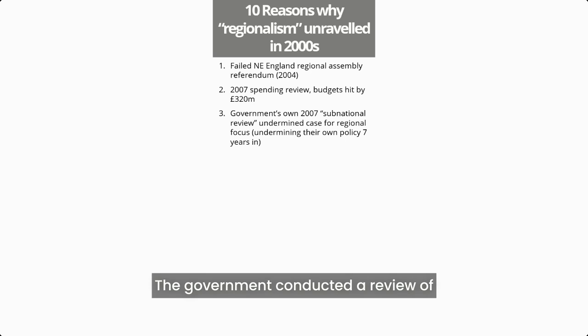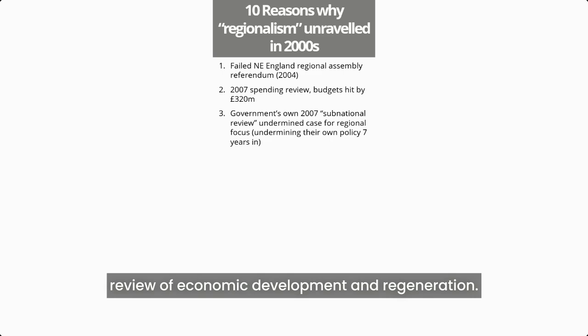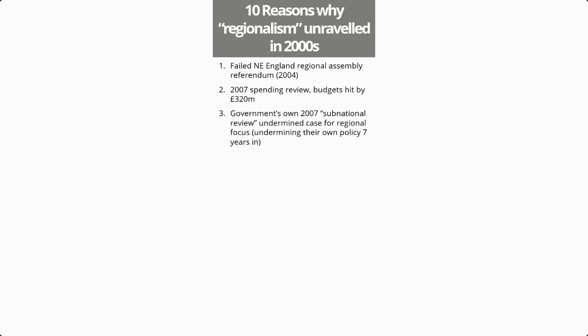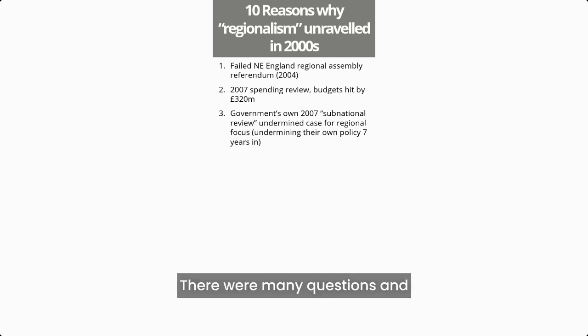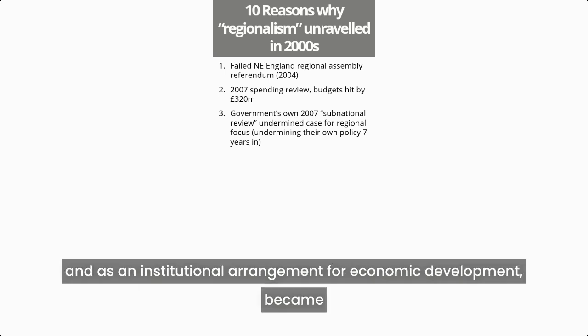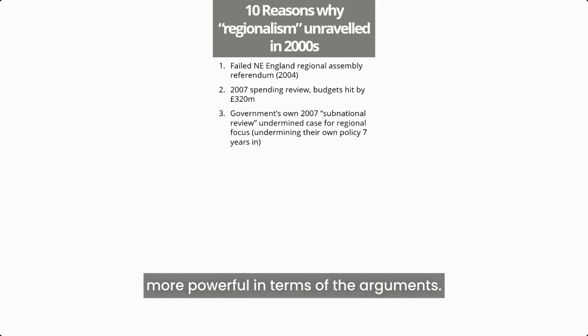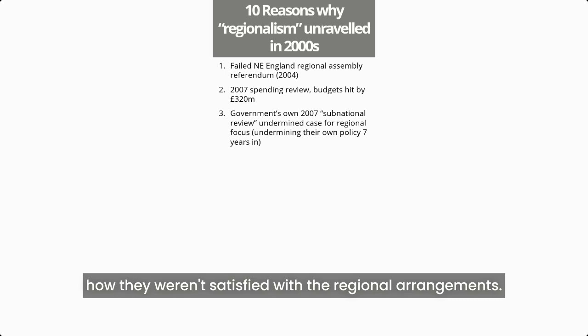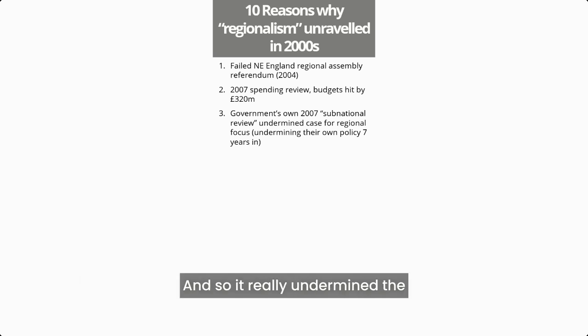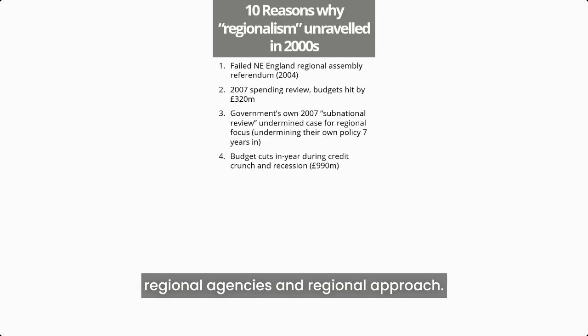The government conducted a review of what it called the Subnational Review of Economic Development and Regeneration. There were many questions and discussions about functional economic geographies at that time. The city regions as a concept and as an institutional arrangement for economic development became more powerful in terms of the arguments. But this review didn't come to any conclusions. It just let everybody vent about how they weren't satisfied with the regional arrangements. And so it really undermined the regional agencies and regional approach.